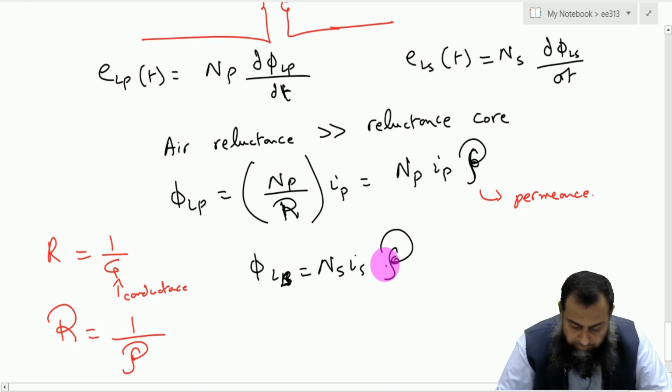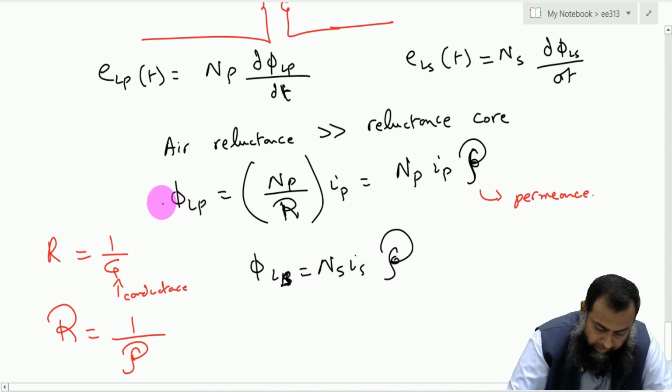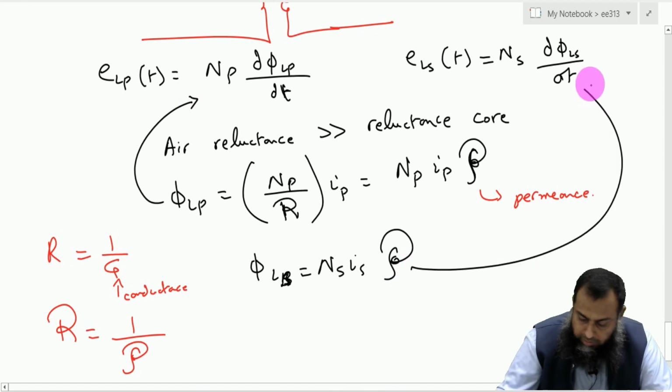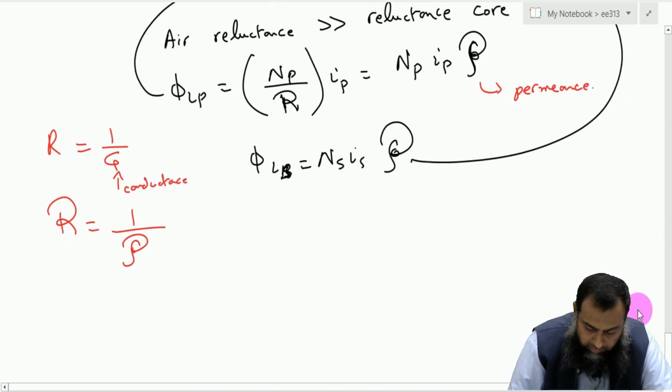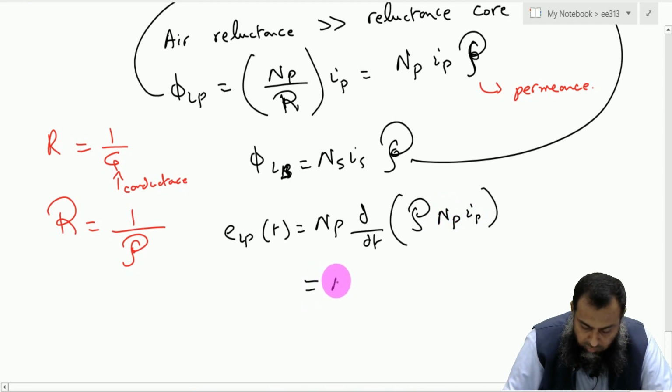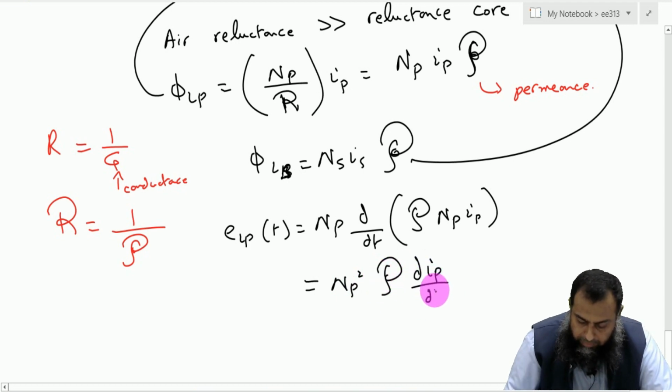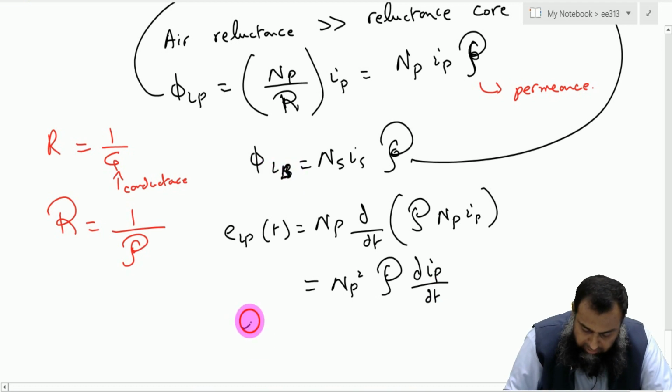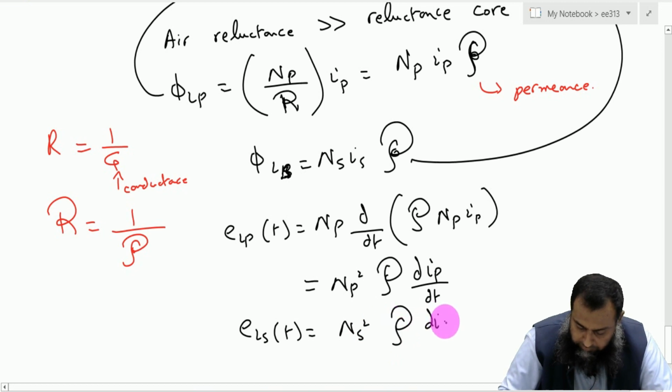If I substitute this one in here and this in here, then we have ELP is equal to NP d by dt into permeance into NP into IP. So that is equal to NP square into permeance into dIP over dt. And similarly, ELS becomes equal to NS square, this permeance, into dIS over dt.